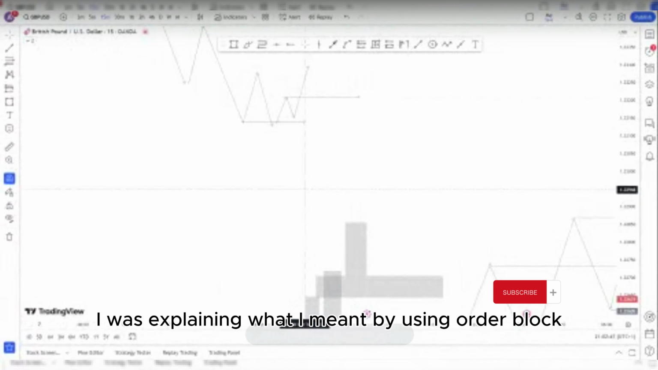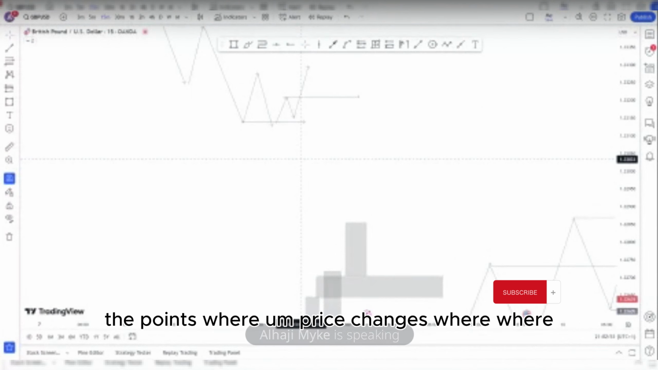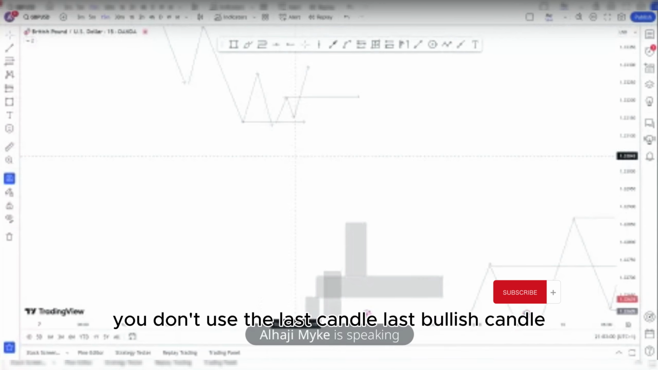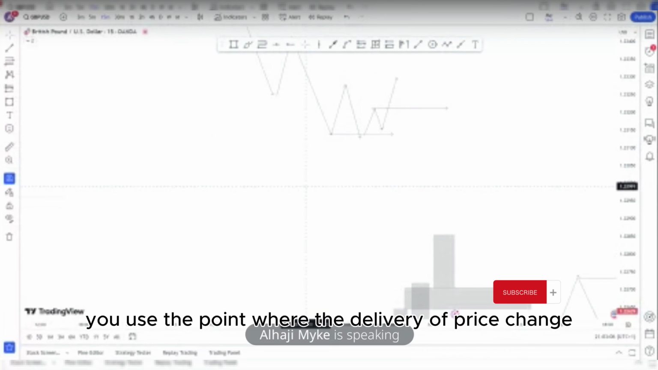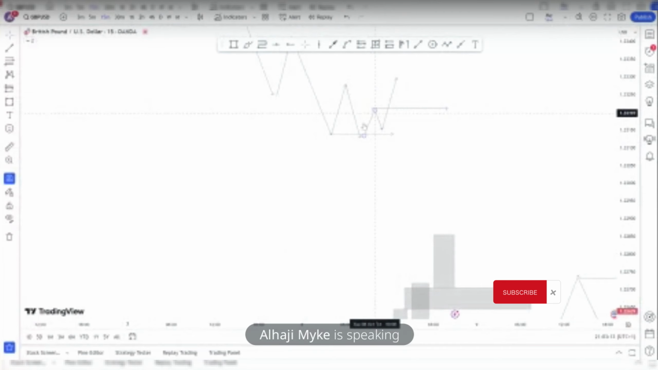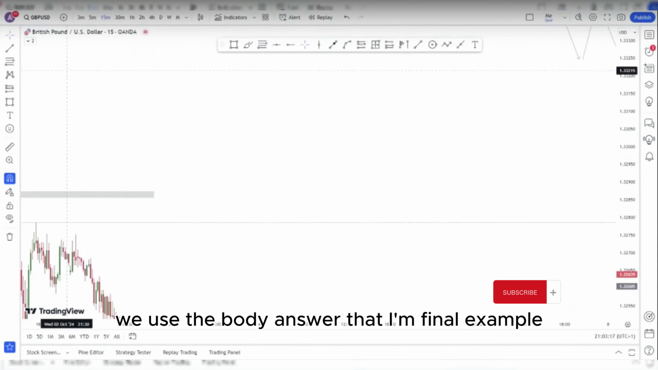Yes, sir. So I was explaining what I meant by using order block as the points where price delivery changes. When you're using short-term highs and lows, you don't use the last bullish candle or last bearish candle before the break for your order block. No, you use the points where the delivery of price changed. That is mostly this high, mostly the body. You always omit the wick. The wick doesn't really matter. Always omit the wick. We use the body.